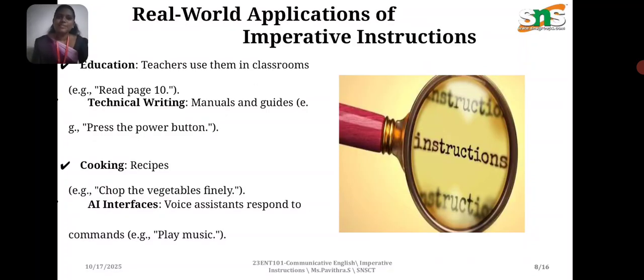Okay, so real world applications of imperative instructions. We use these instructions in education, for example a teacher uses them in classrooms. We also use them in technical writing, like manuals and guides, where we give instructions. And in cooking recipes, for example, "Chop the vegetables finely." This is an instruction, right?